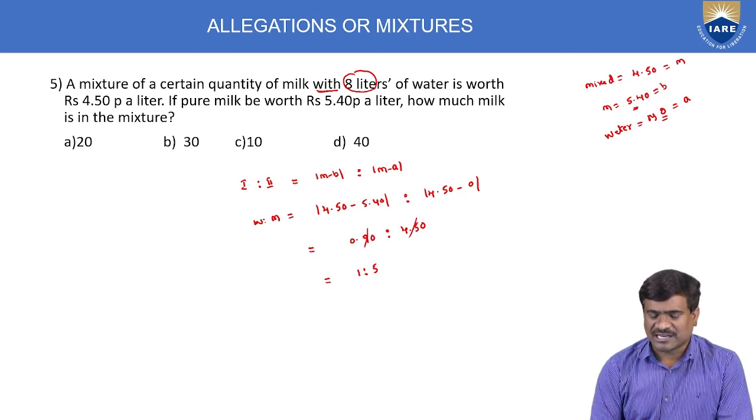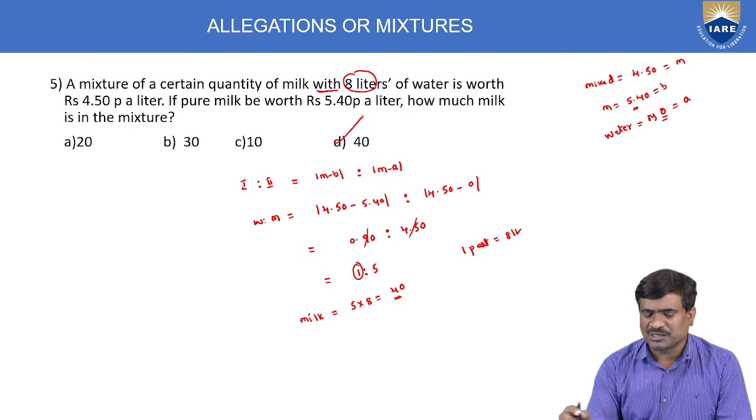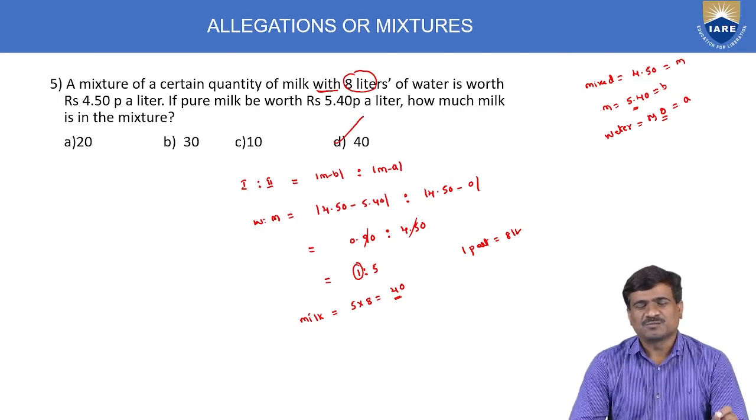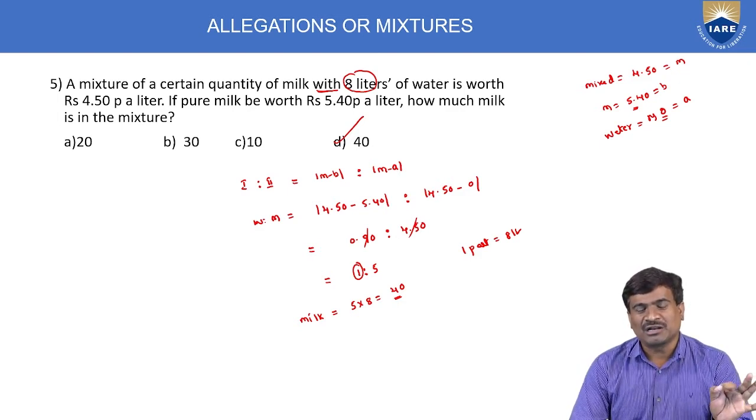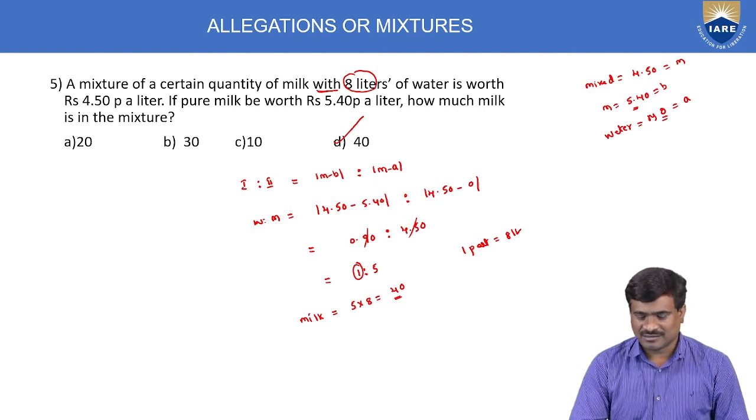By using the first statement, the quantity of water is 1 part, and 1 part is equal to 8 liters. Find the milk quantity. Milk quantity is equal to 5 parts. 1 part is equal to 8, so 5 parts is 40 liters. Option D only is correct. This model is again important for campus placements and also competitive exams. Water and milk combinations are very important for competitive exams.